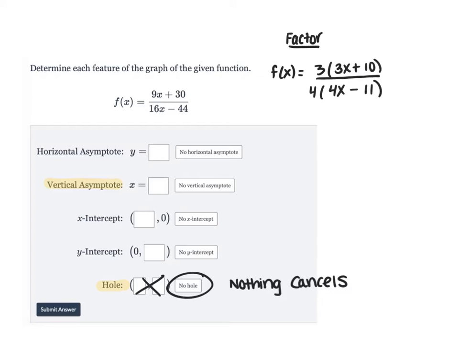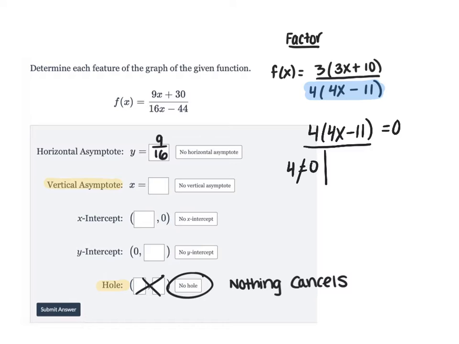So you should still have your horizontal asymptote of y equals 9 over 16, no hole, and now let's find the vertical asymptote. The vertical asymptote is found by setting any leftover denominators equal to 0 and solving. So we're going to take our denominator, set it equal to 0, and solve. We're going to do a t-chart. 4 equals 0 makes no sense, so we get to reject that one.